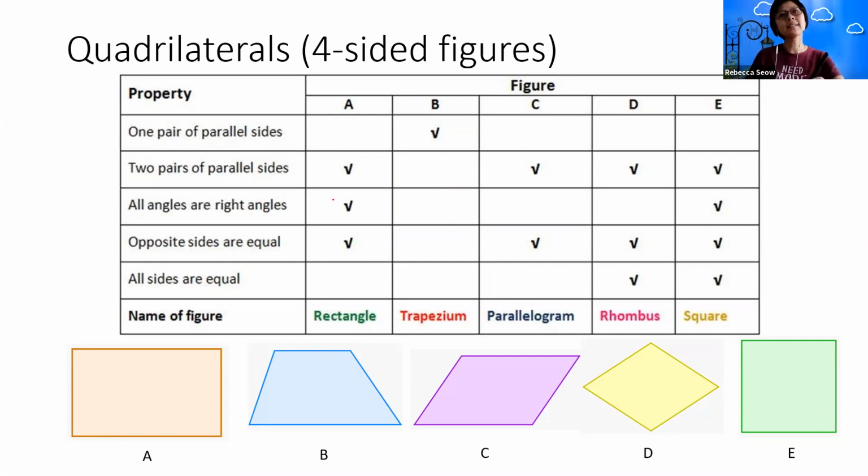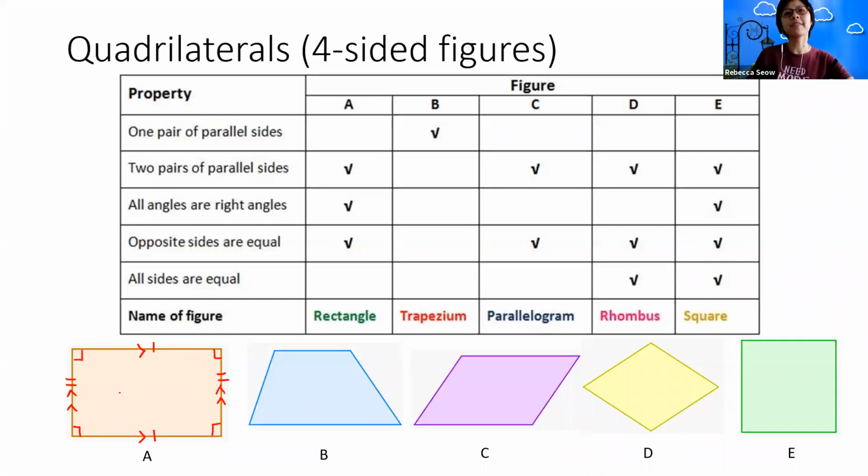So properties of a rectangle, take note that there are two pairs of parallel sides. So this is one pair, and this would be a second pair. Now, what else? All angles are right angles. So each angle at the side is 90 degrees. Opposite sides are equal. Yes, definitely all opposite sides are equal because that's the property of a rectangle. And that's about it for rectangle.